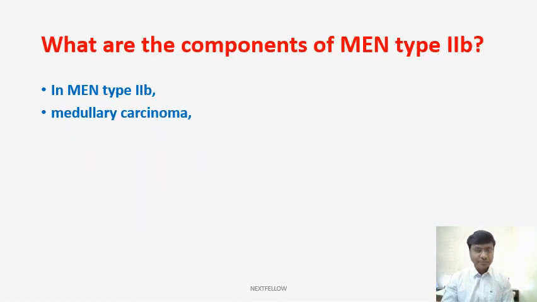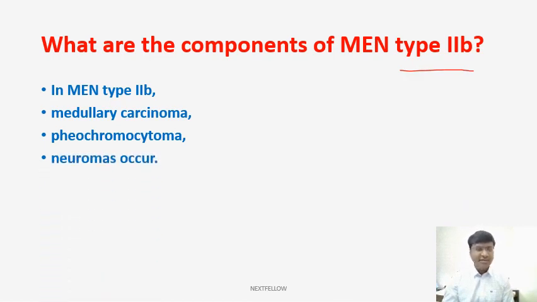And you take MEN type 2B, which is nothing but MEN3. Another name for MEN type 3 is Wagenmann-Froboese syndrome. And the malignancies in MEN type 2B are only two, that is thyroid, medullary carcinoma of thyroid, and adrenal, adrenal pheochromocytoma. And we have even some neuromas as well. But endocrine tumors, only these two: medullary carcinoma of thyroid as well as adrenal pheochromocytoma.